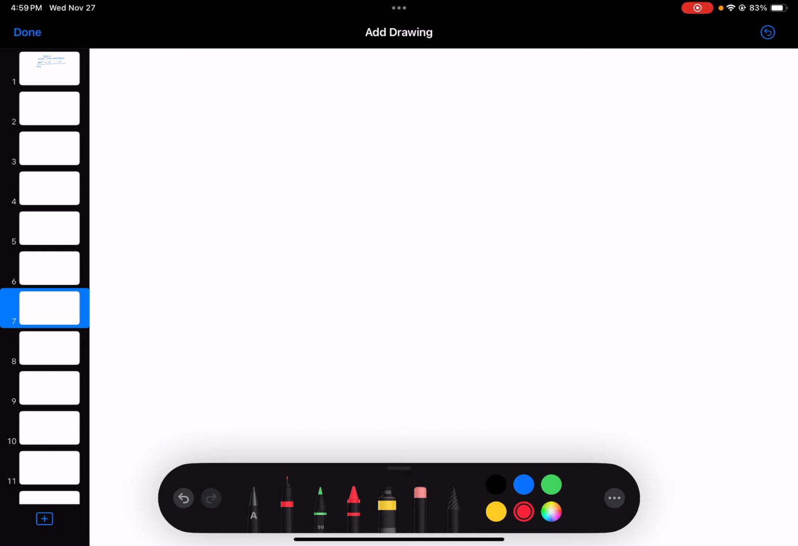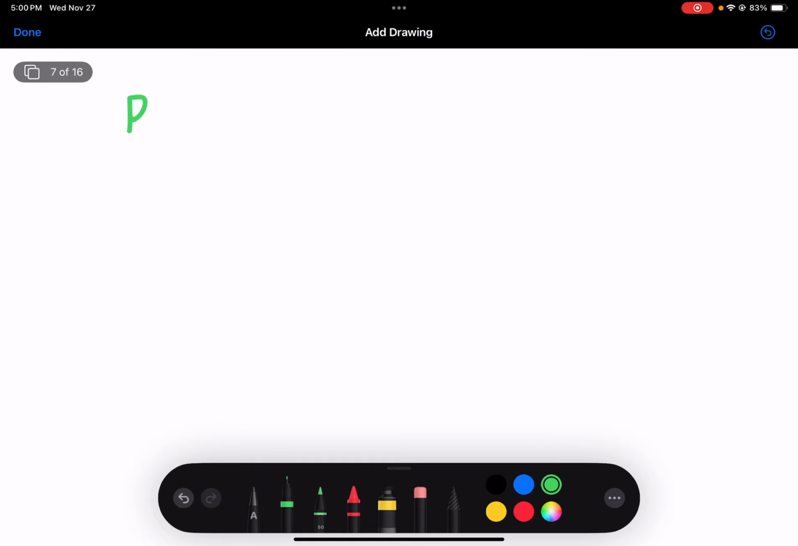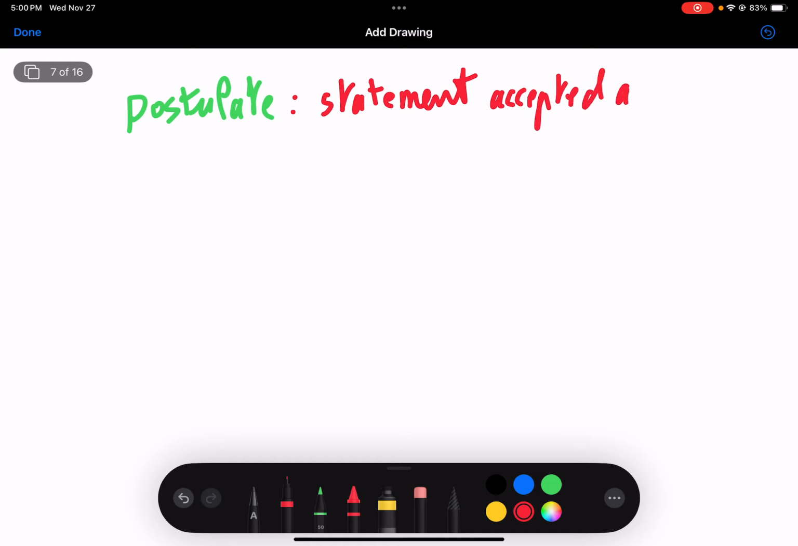So what is a postulate? Okay. All right. Definition. So postulate. What is it? It's a statement that's already accepted as a fact. So we don't need to prove it. It's already there. It's already accepted, right?